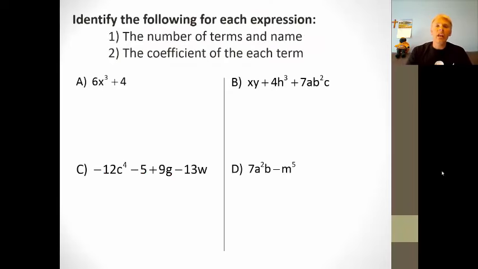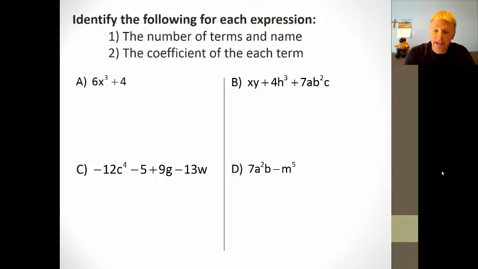So, now that we've done some examples together, why don't you try some on your own here? We want you to do two things with each of these algebraic expressions. First, tell us the number of terms and the proper name, binomial, monomial, polynomial, trinomial, any of those. Then secondly, tell us what the coefficient of each term is. So go ahead and pause the video and try that now.